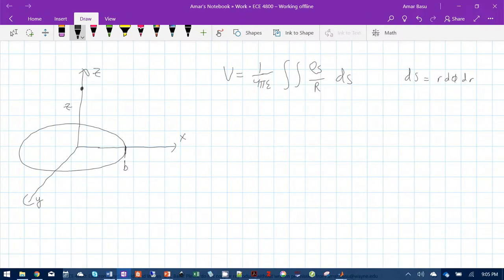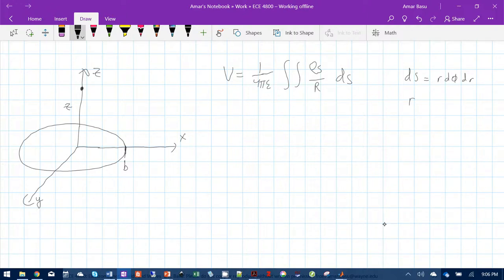Oh, okay. Yes, let's go over that. We're integrating a surface charge, right? So if you imagine all these charges on the surface of this disk, what are the two variables that we have to span in order to cover that whole circle? What are the two coordinates? R and phi, exactly. So that's why our ds is going to be r d phi dr.